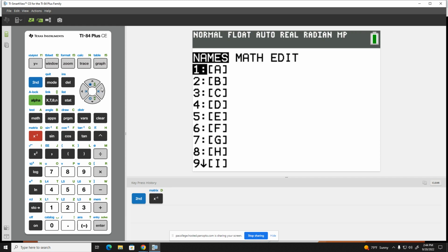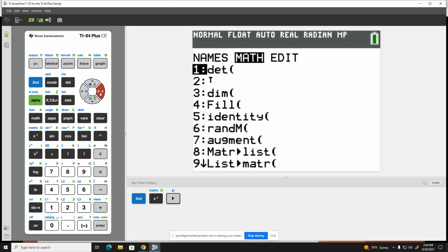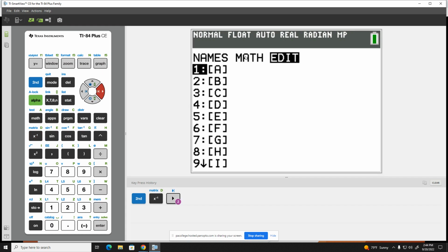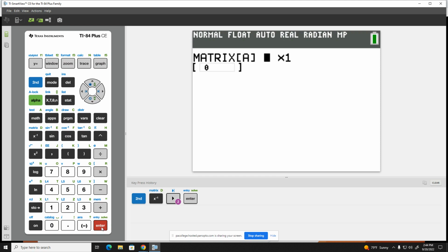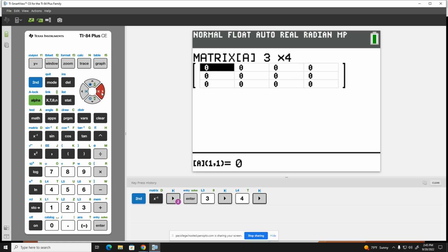And I want to input my matrix, so I'm going to go over here to Edit. And I'm going to put this as matrix A, so I'll hit Enter. And it wants to know the size, so I have 3 rows and I have 4 columns. And you can see I can just use the arrow key to get to the next spot, or I can hit enter each time. And then I need to type in my matrix.